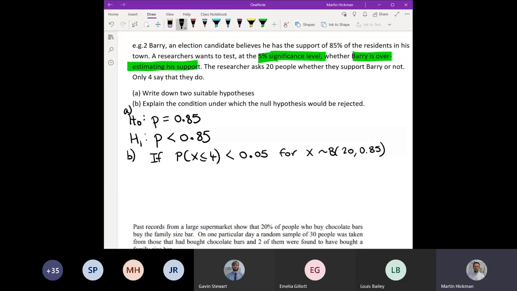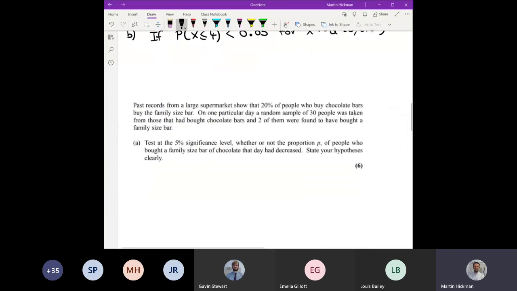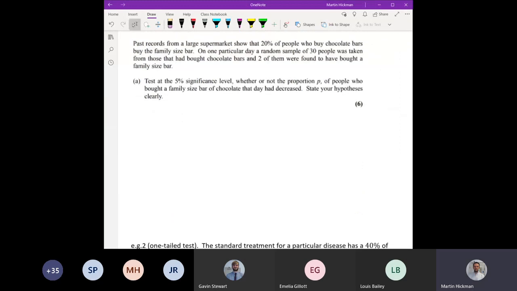We'll talk more about critical regions in Friday's lessons. If you work that out, you end up getting the critical region is 13 or less. Once you only have 13 people or less in the sample supporting him, that is less than 5%, so that's when you would reject your null hypothesis. But we'll talk more about our critical region in a future lesson. Today in these examples, we're just going to focus on one-tailed tests.